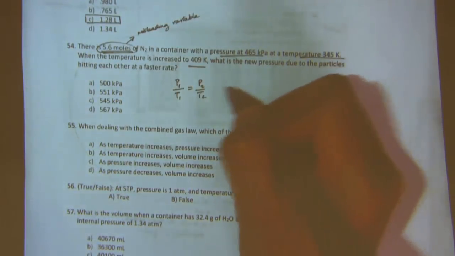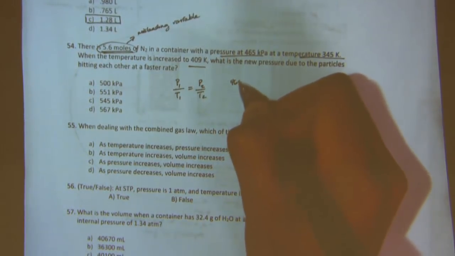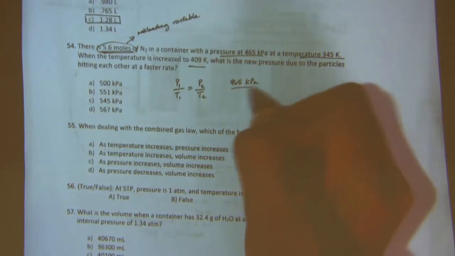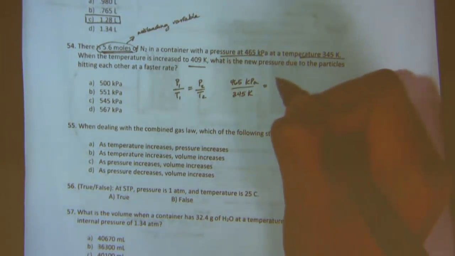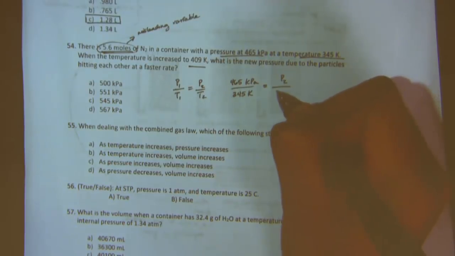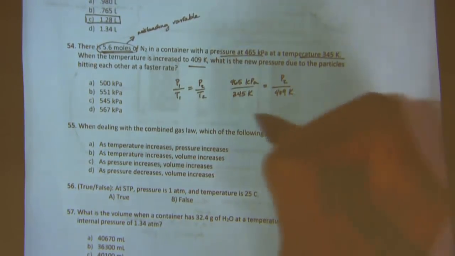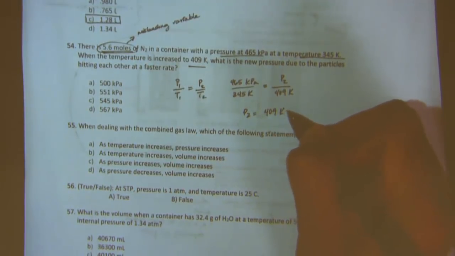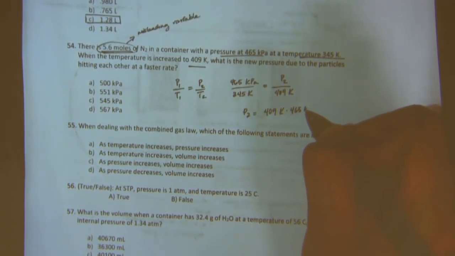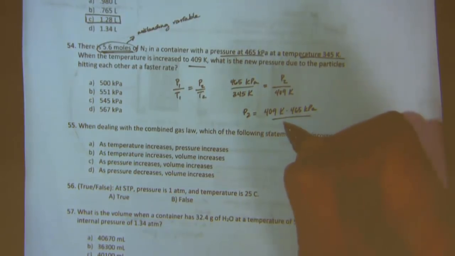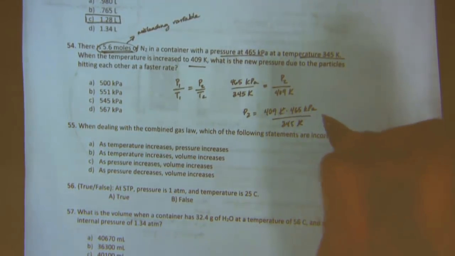So when we just plug in our values, we have 465 kilopascals over 345 Kelvin. It's nicely given to us in Kelvin already. And we're just looking for the new pressure. So we have 409 Kelvin times 465 kilopascals over 345 Kelvin. And this would give us a final value of 551 kilopascals.